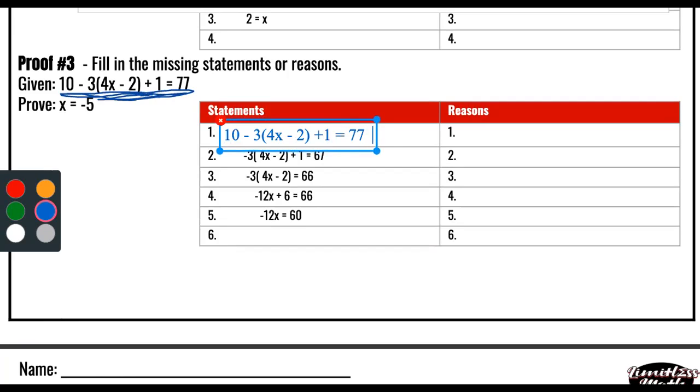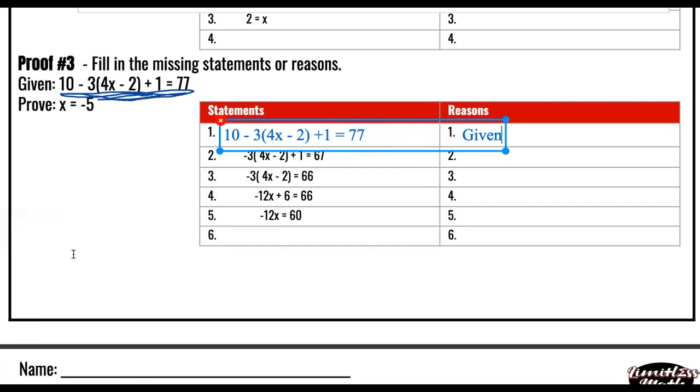Okay. And also remember that the very first reason is always given. So that should be the first line of your 2-column proof every single time. Does it always work this way? Yes, it always works this way, okay? So now that you have step 1 done, what we would like to do is go through each one of these statements and provide the reason or the justification for why we were able to make those steps.